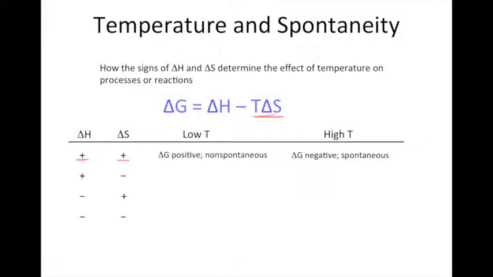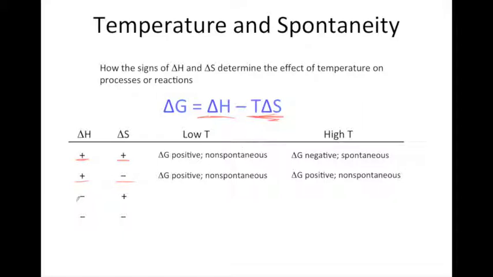Okay. What if we have a positive delta H, a negative delta S? Well, at low temperatures, the delta H term is going to be the dominant one. And here delta H is positive, so that means the reaction is more likely to be non-spontaneous at low temperatures. At high temperatures, the entropy term is the dominant one, and we have a negative delta S, so that means the reaction is more likely also to be non-spontaneous. So here, at high and low temperatures, our reaction will be non-spontaneous under these conditions.